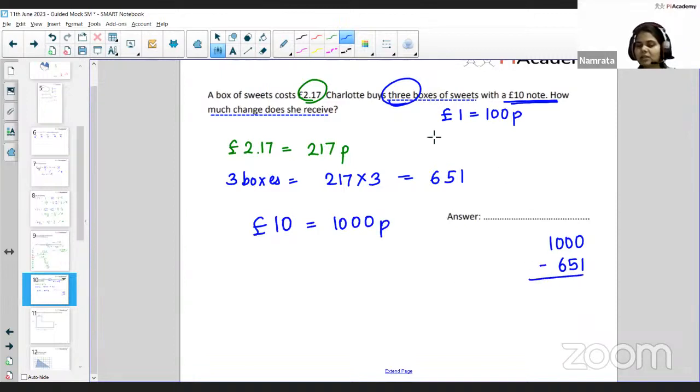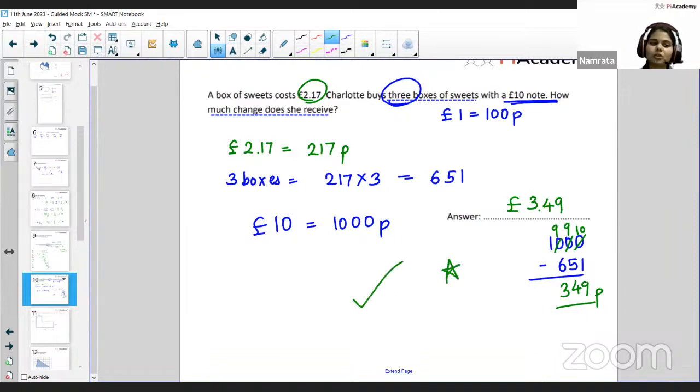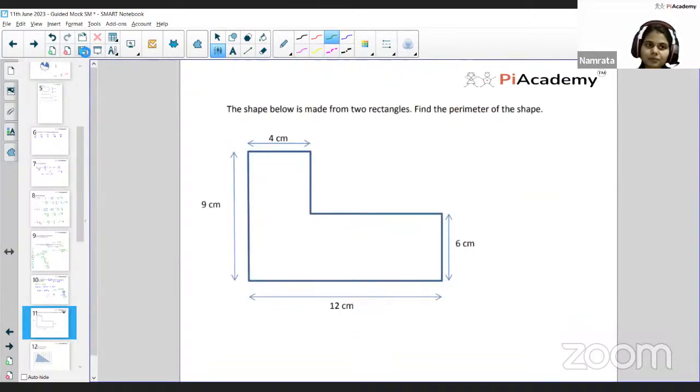So yes, if we subtract, let me show you stepwise. So that becomes 10, which is 9, 4, 9 again, that is 3. 349, yes. And 349 pence in terms of pounds becomes 3.49. I hope that's clear. Very good, all of you. Moving on to the next question.